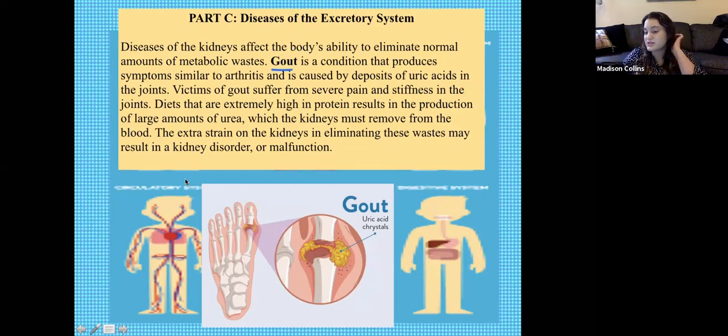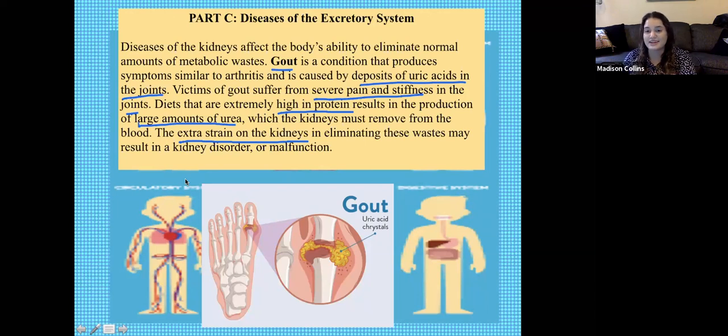Gout is a condition that produces symptoms similar to arthritis and is caused by deposits of uric acids in the joints. Victims of gout suffer from severe pain and stiffness in the joints. Diets that are extremely high in protein result in the production of large amounts of urea, which the kidneys must remove from the blood. The extra strain on the kidneys in eliminating these wastes may result in a kidney disorder or malfunction. Okay, so gout is just one example of an excretory disorder.